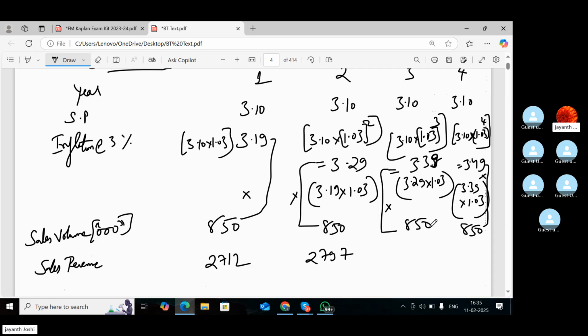Okay, and then 850 into 3.39, 2882, and then 850 into 3.49, 2966. So we can take 2967. So these are the sales revenues.